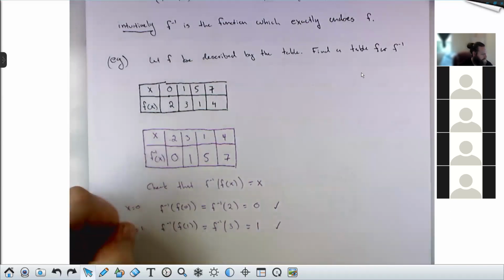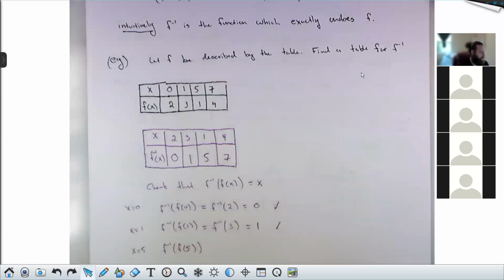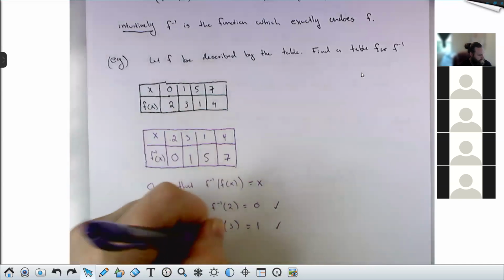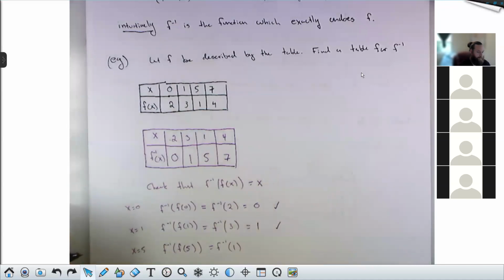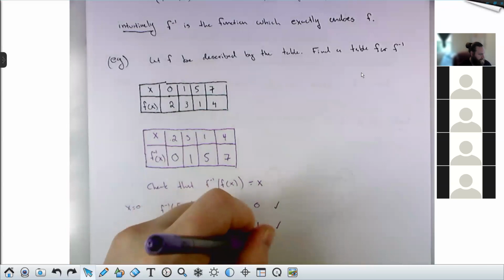We can check when x is equal to 5. We should get F inverse of F of 5 is equal to 5. Well, F of 5 is 1. So F inverse of that is F inverse of 1. F inverse of 1 is 5. Okay, it works.